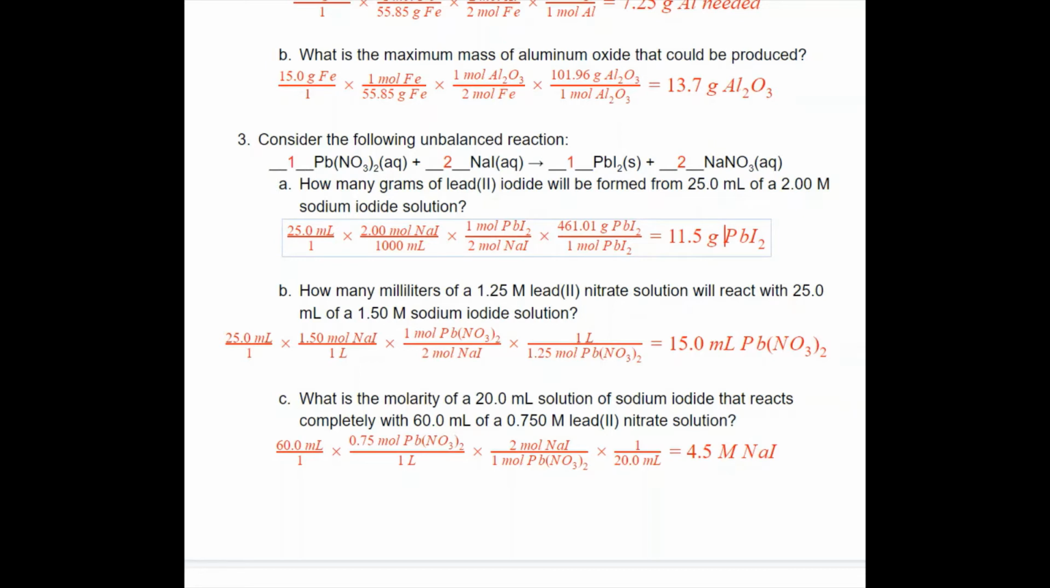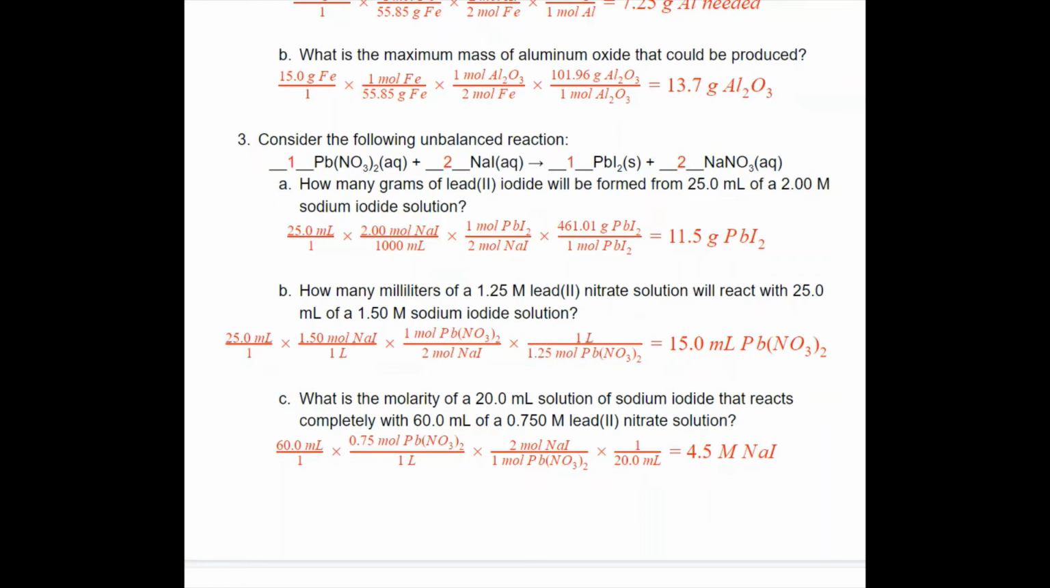In B, I want to know what volume of this lead nitrate solution would I need to completely react with this sodium iodide solution. So I'm going to start by using my molarity and volume to convert into moles of sodium iodide. Then I can do a mole ratio, and this will give me moles of lead nitrate. Now I want to get milliliters here. So I'm going to use the molarity of the lead nitrate solution, which is 1.25 moles per liter. I can just flip that. It's still the same conversion factor, but I'm going to put liters on top. So what's going to happen here is the liters here will cancel liters here, which is why I left this answer, or rather this start here in milliliters because I wanted to get milliliters for my answer.